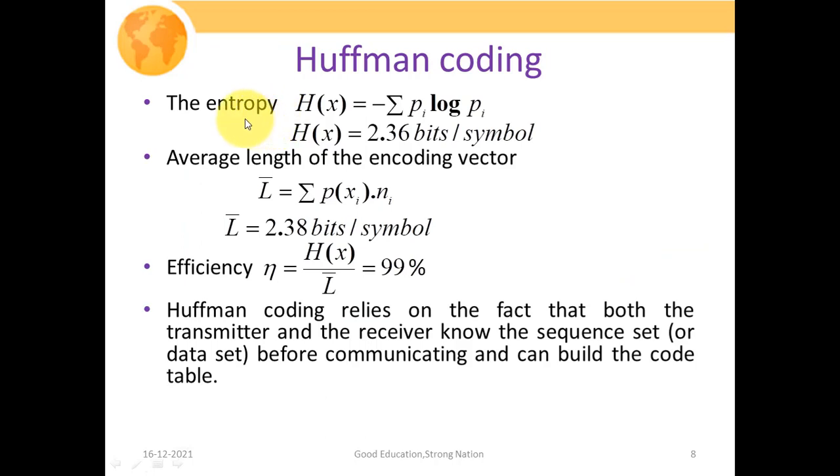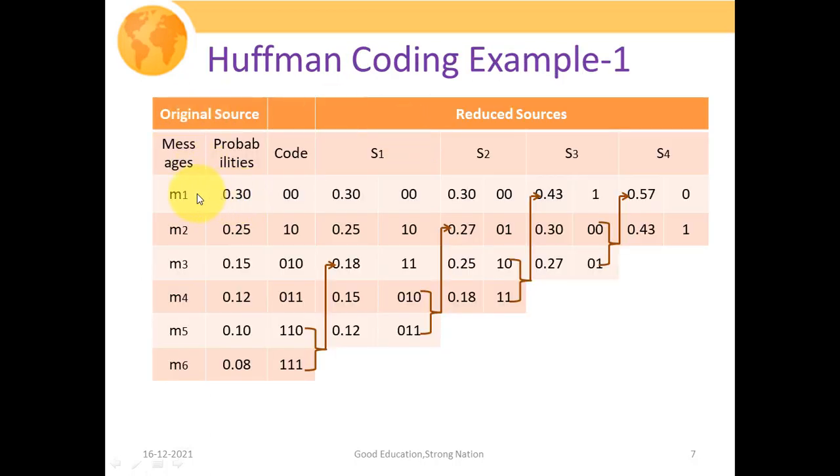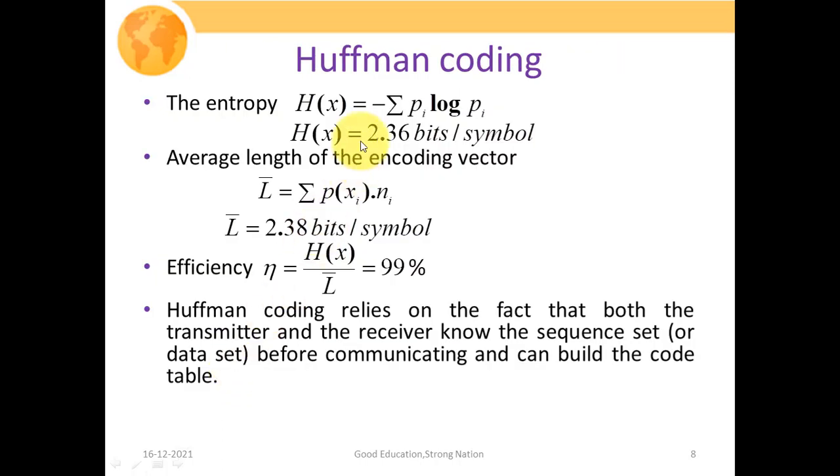So whatever we have formulated, the entropy H(X) of the given source can be evaluated as minus summation p_i log p_i. So when we use the probabilities that have been given in our last problem, we have evaluated this minus summation p_i log p_i as your 2.36. You can check it out. That is, for P1 it is 0.30, P2 is 0.25, P3 is 0.15, P4 is 0.12, P5 is 0.10, and P6 is 0.08. So by evaluating minus summation p_i log p_i, we have obtained this 2.36 bits per symbol. This is the entropy or average information of our discrete memoryless source.